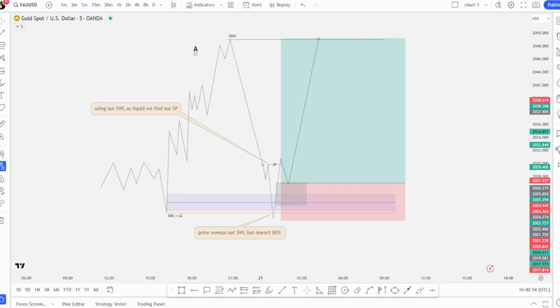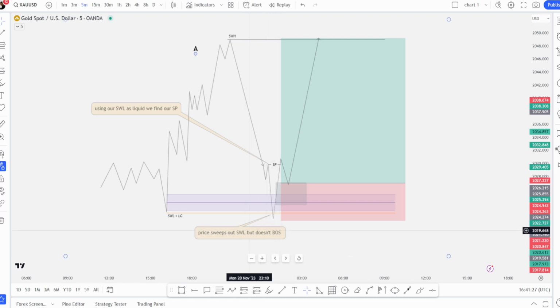Now, all of the rules that we cover here in this A scenario would have to be reversed if you're looking at a sell range. Okay, the rules are going to remain the same, but obviously with a sell range, we'd be looking at a high rather than looking at a low and so on. So straight away, you can probably see that we have a couple of price labels here. The first label is here, which is price sweeps out the swing low but does not BOS.